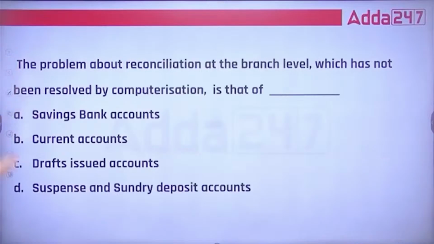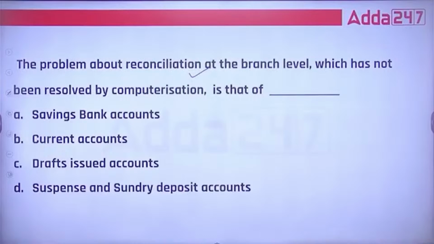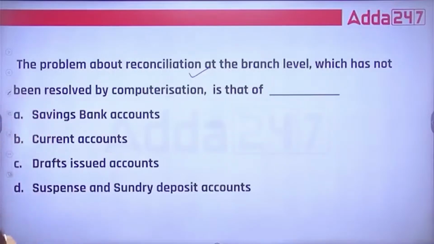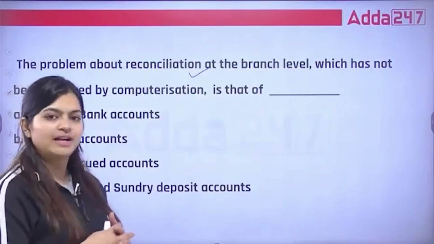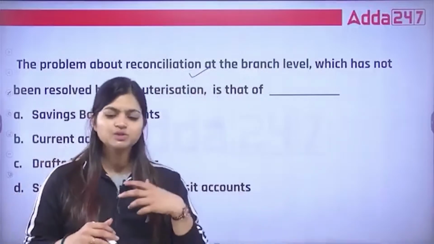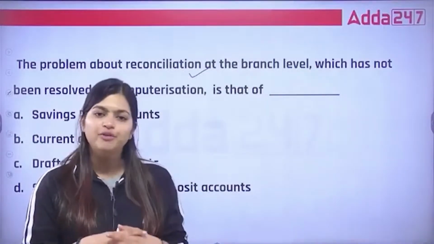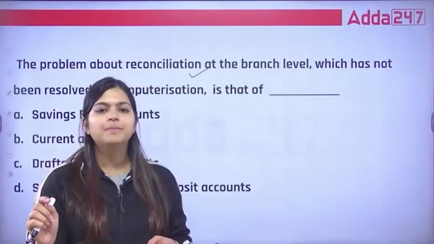Now next, the problem about reconciliation at the branch level, which has not been resolved by computerization, is that of A. Savings bank accounts, B. Current accounts, C. Drafts issued account, D. Suspense and sundry deposit accounts. Now we know in banks also we have software. Yes, we have seen the advancement in our working also in banks. So even after using advanced technologies and applying so many different softwares, there is one thing which is not resolved till now.